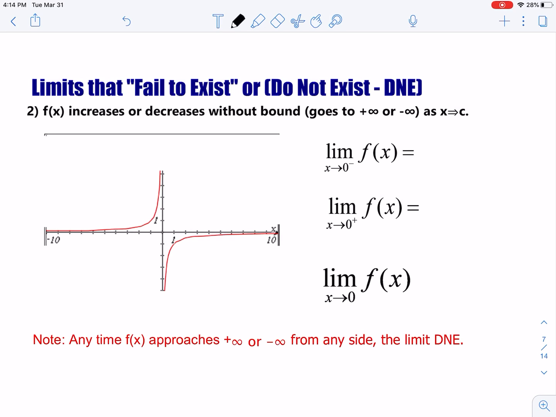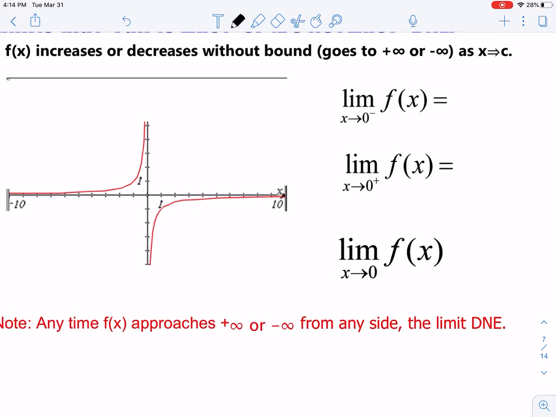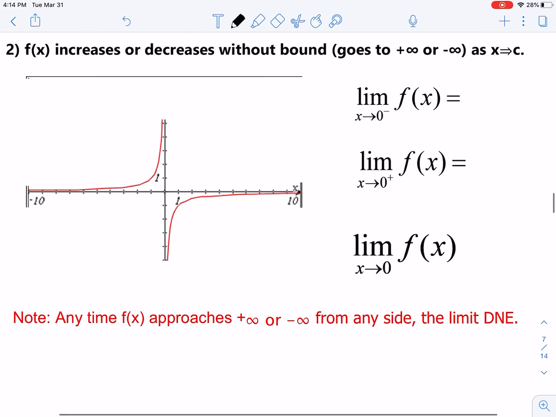All right, again, do me a favor, pause the video and copy the screen. All right, so our second instance where a limit can fail to exist is if f increases or decreases without bound. In other words, it approaches positive or negative infinity, also known as a vertical asymptote.